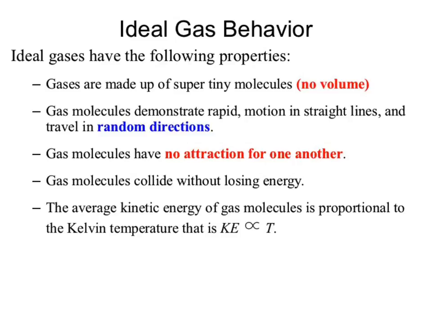After that, molecules demonstrate rapid motion in single straight lines, okay, and in random directions. Okay? There's no order behind how they move. They don't say, oh, well, I like the left-hand side of the container, so I'm going to move over there a lot. No, it moves all over the place, and it's only going to go in a straight direction. Okay? We don't get drunk molecules spinning in loops.